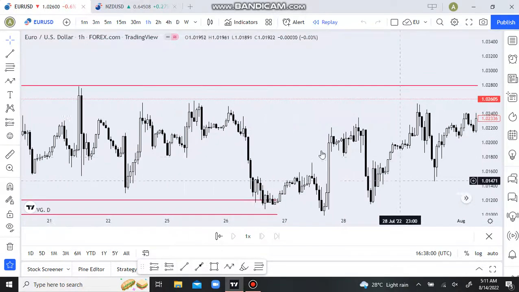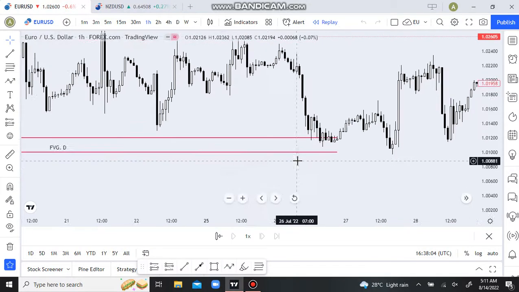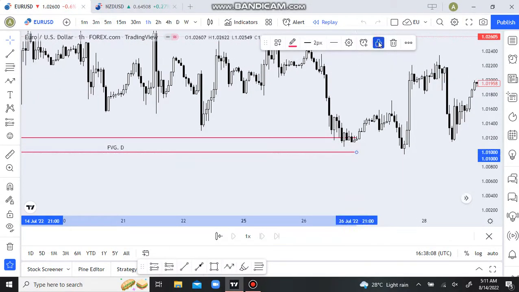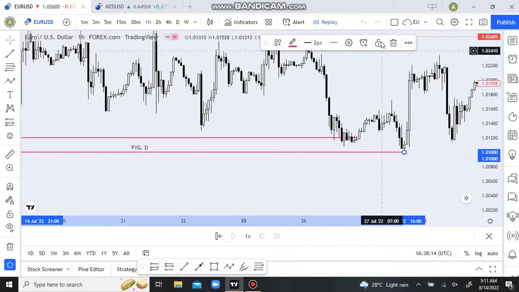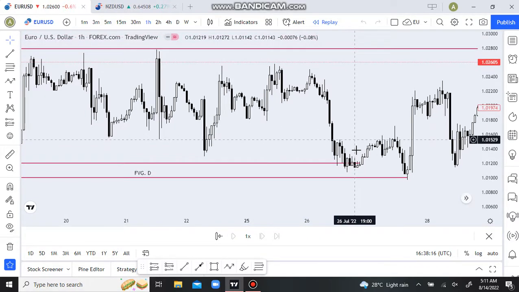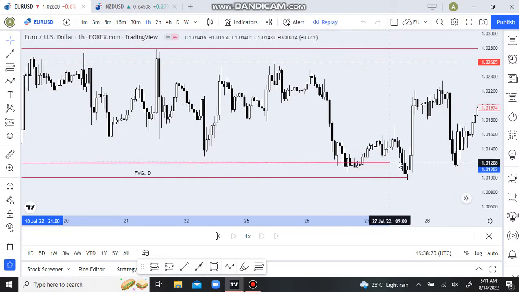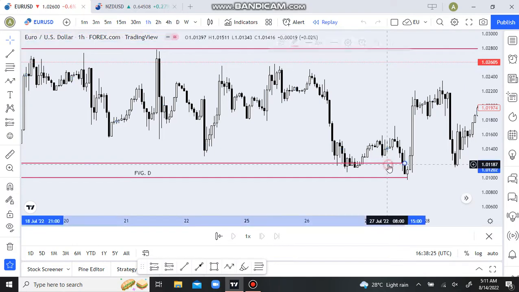on the 1 hour, we see that price comes into this daily fair value gap, right? Let me extend it a little bit. Okay, fair value gap on the daily, and then price is in this gap right now. So basically this is how I frame my setup. Very simple.